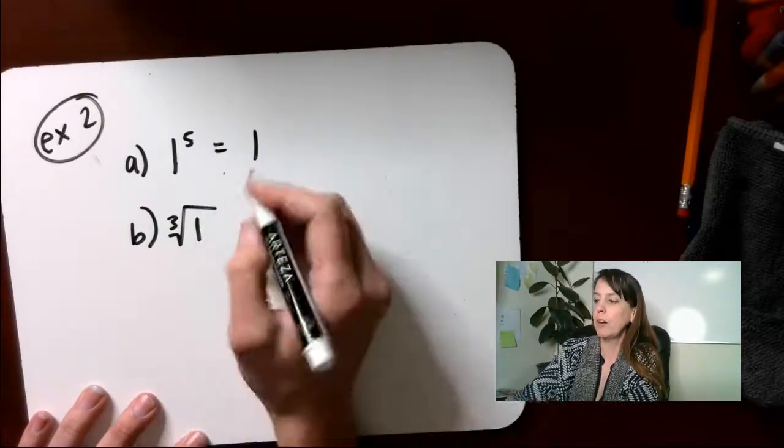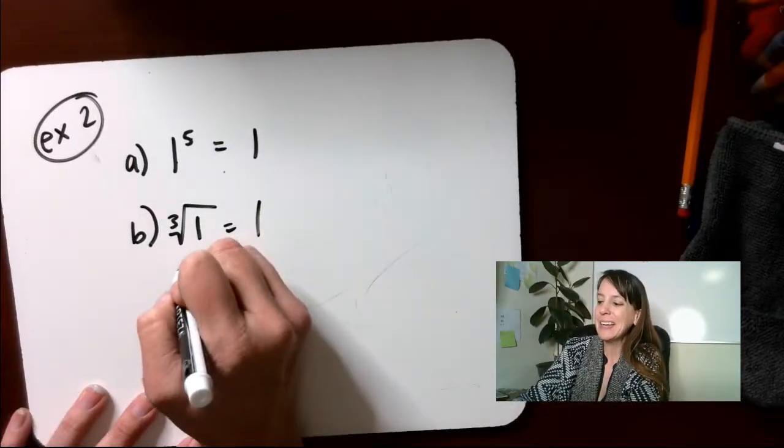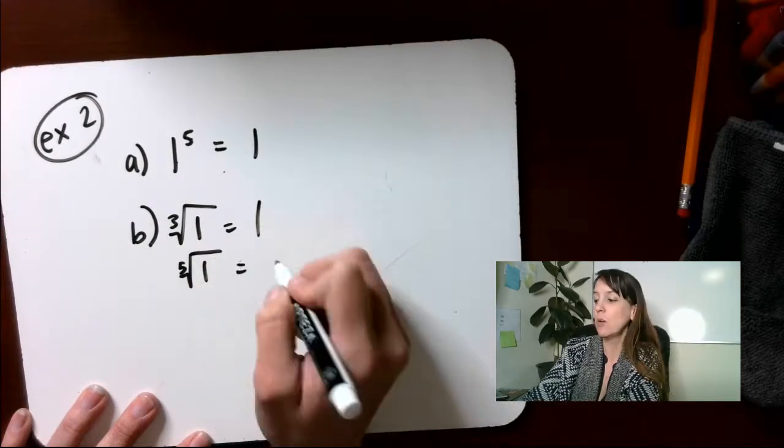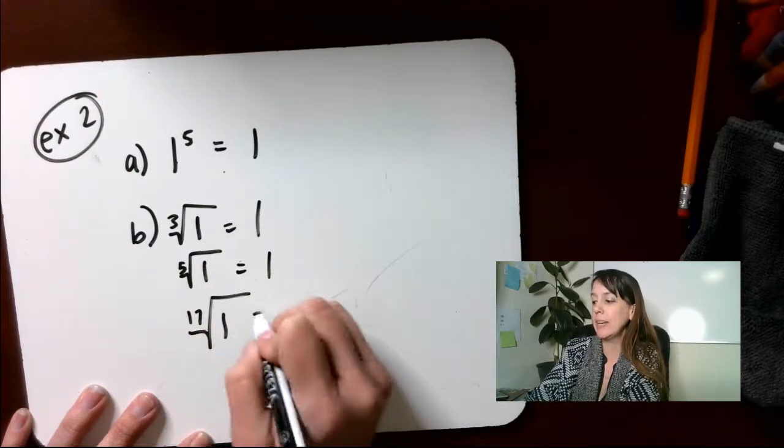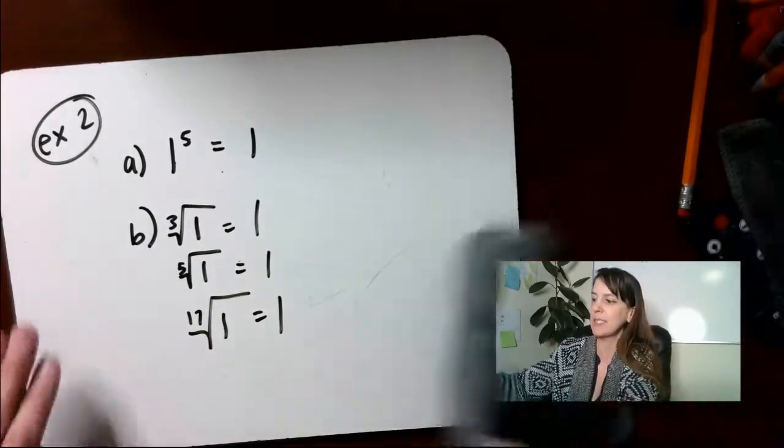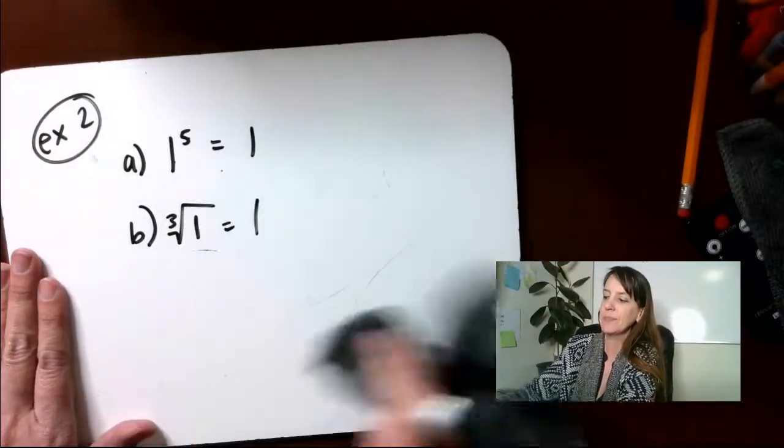The cube root of 1 is 1. The 5th root of 1 is 1. The 17th root of 1 is 1. I love 1 for this exact reason, okay? Let's look at some of these other examples.